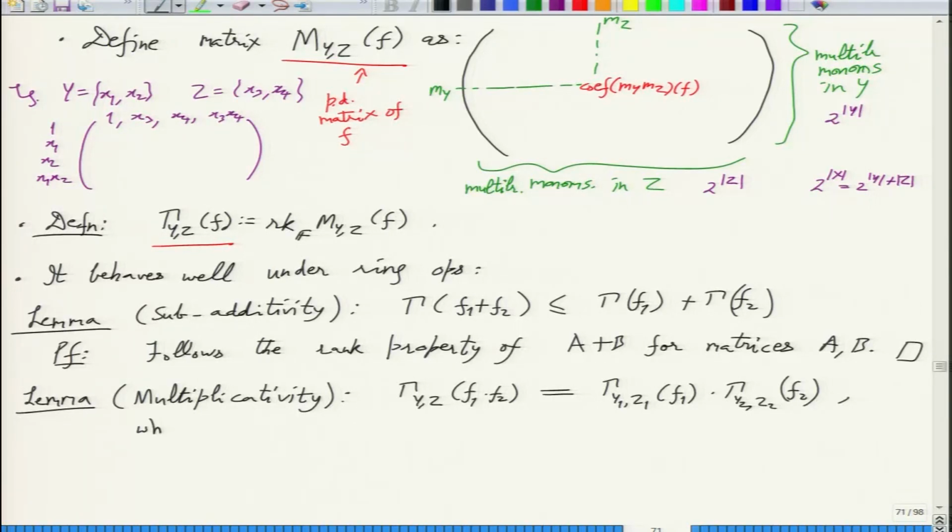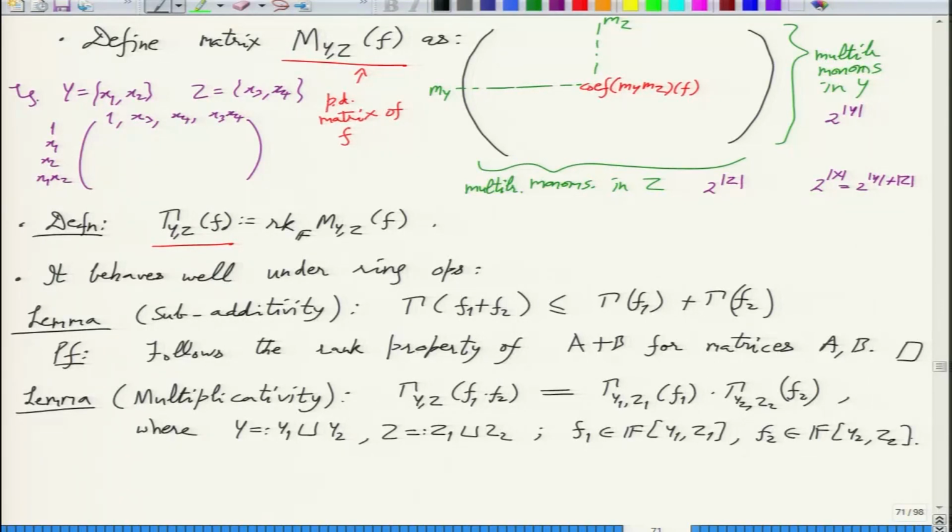Where Y is Y1 disjoint, so Y1, Y2, Z1, Z2 partition Y and Z respectively, and F1 is in Y1, Z1. F2 is in the rest. Okay, those are the assumptions.